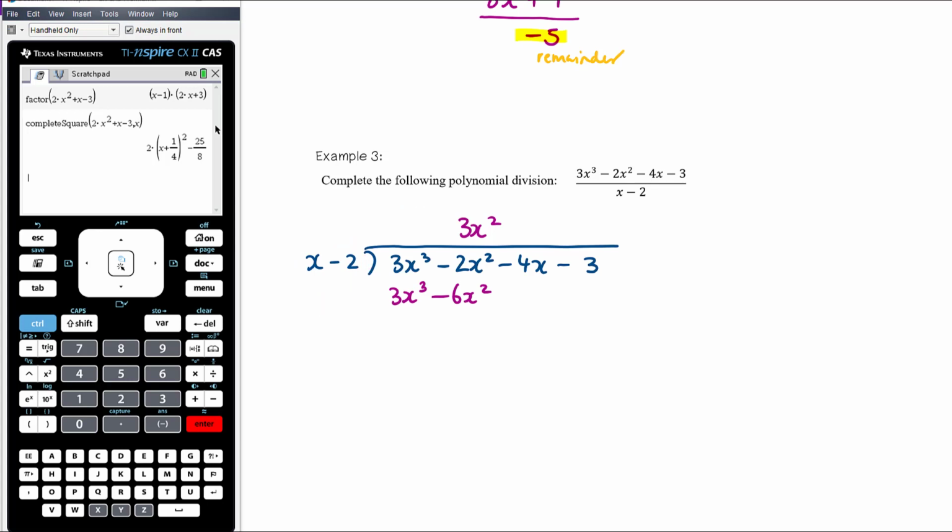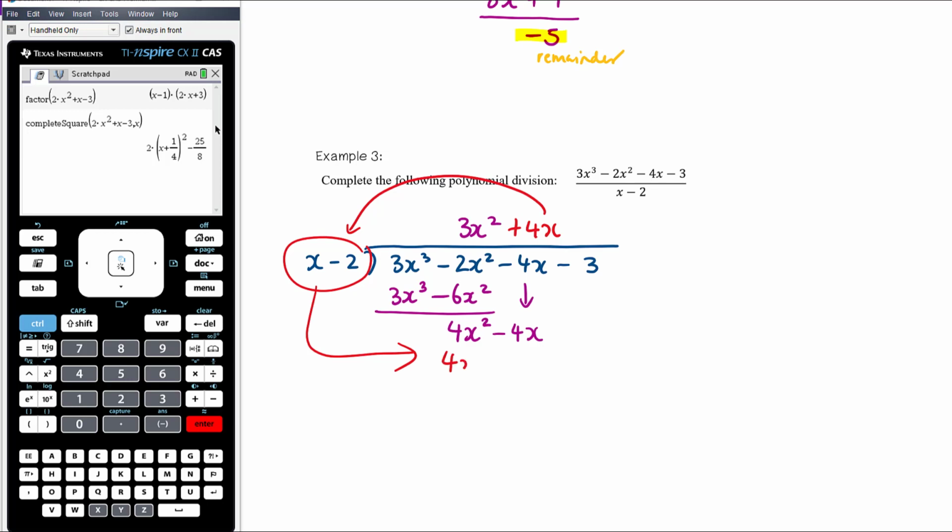Okay, great. And then we subtract. 3x cubed cancel out. Negative 2x squared minus 6x squared is negative 2x squared plus 6x squared, so that's positive 4x squared. And then we bring down our next term, which is negative 4x. Okay, and we repeat. What would we need to multiply x by to get 4x squared? So that would be plus 4x, okay? And then we're going to now multiply positive 4x by x minus 2 and write that underneath. So we get 4x squared minus 8x.